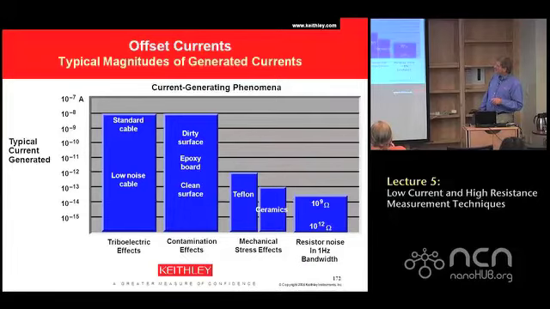Triboelectric effects, standard cables can be up to tens of nanoamps. Contamination effects up to tens of nanoamps. Of course, Teflon is subject to mechanical stress up to picoamps, and of course, resistor noise is just Johnson noise.